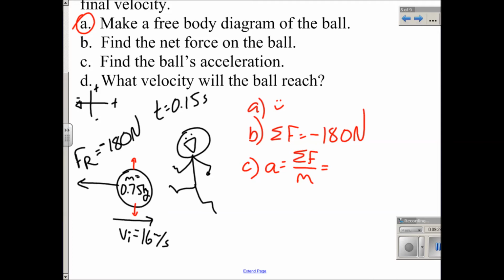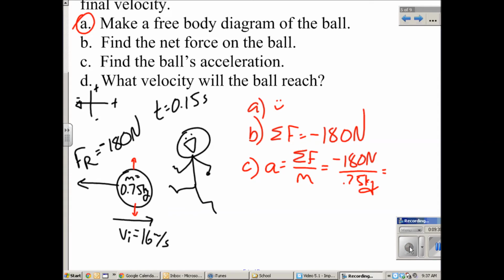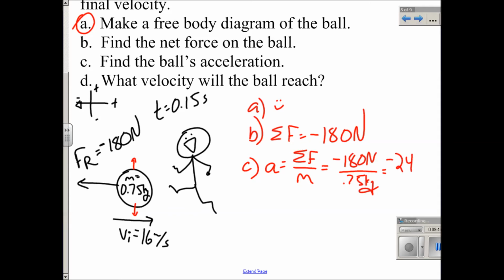Okay, so our net force is negative 180 newtons. Mass of the ball was 0.75 kilograms. Grab your calculator and divide it out, and you get negative 240 meters per second squared.